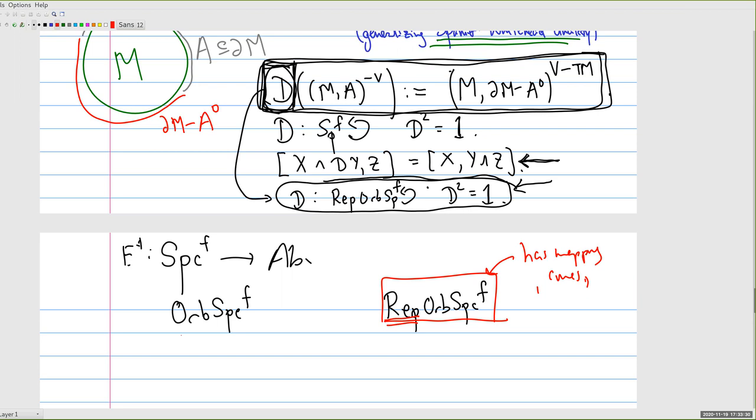So it's just as reasonable though to take all maps. And this category is not so nice because it doesn't have mapping cones. You can sort of add mapping cones in though and get slightly more general objects, which are not orbispaces. There are some more general stacks.